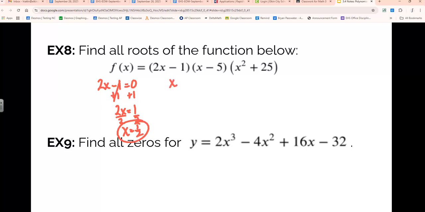I would also have x minus 5 equals 0. This one's simple enough we can just do it in our head. We'd get x equals positive 5. Okay, those are our two normal zeros. But x squared plus 25 is going to have something kind of strange happen.